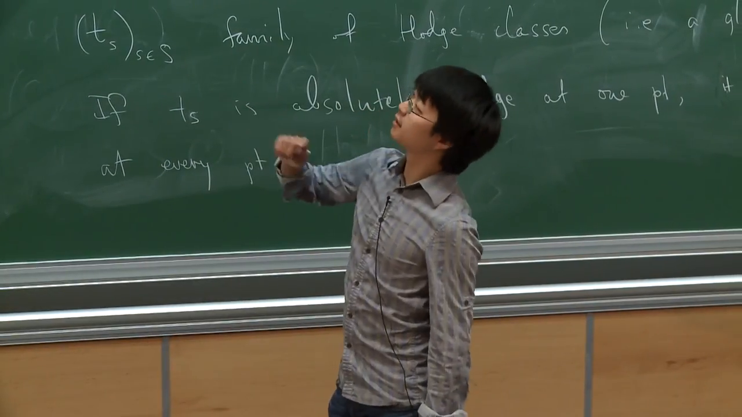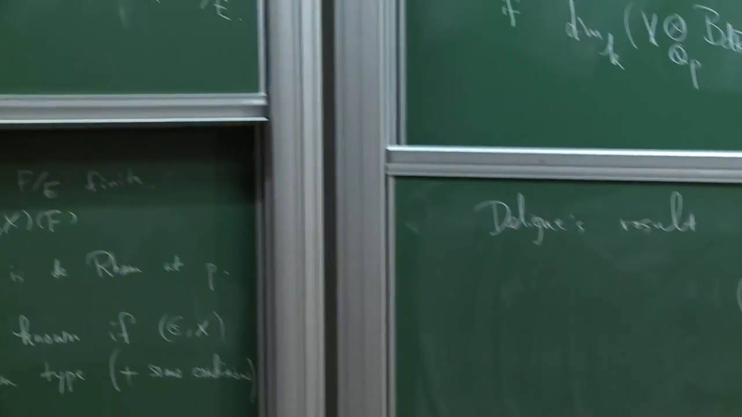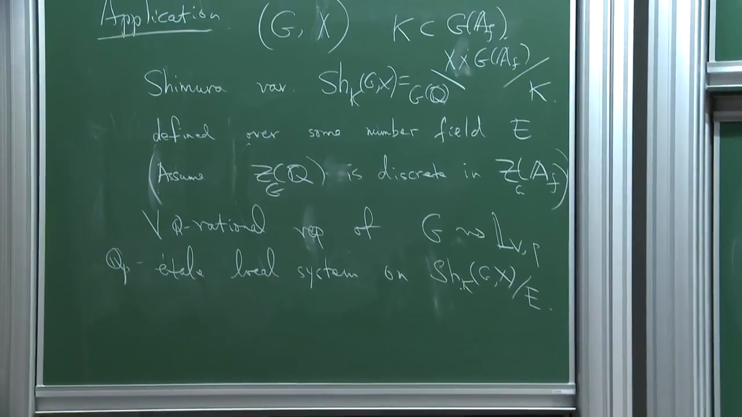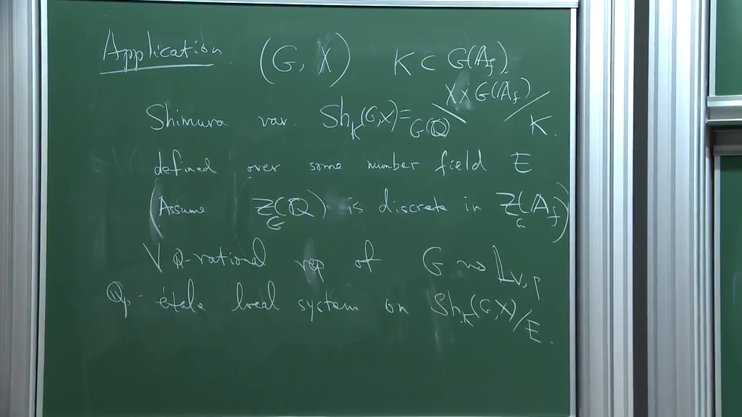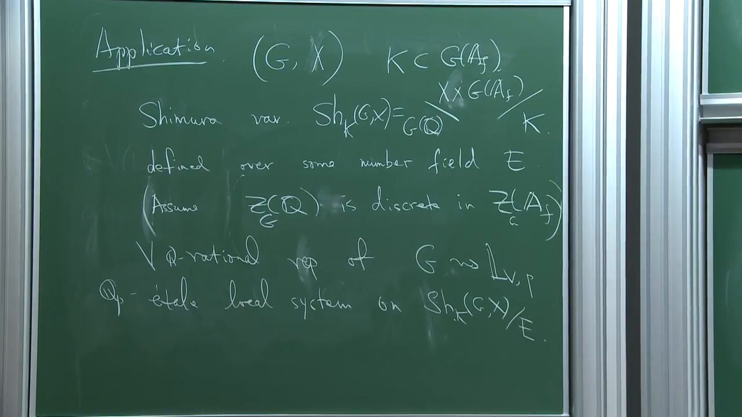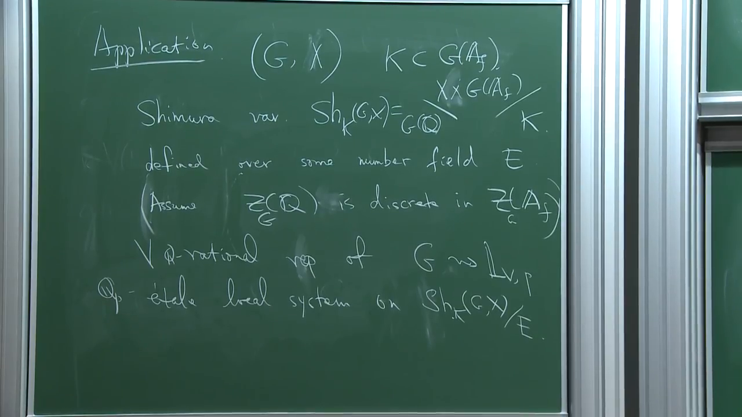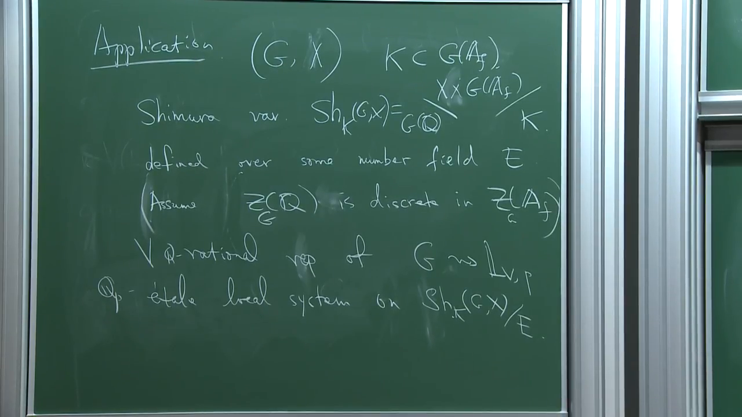But in your corollary, it's for every V? Yes, every V, but I want to make this assumption that the Q-points of the center are discrete. One can relax this condition, then it's not for every V. First you need to descend and construct the local system on the Shimura variety. That requires something: not for every representation can you construct it.